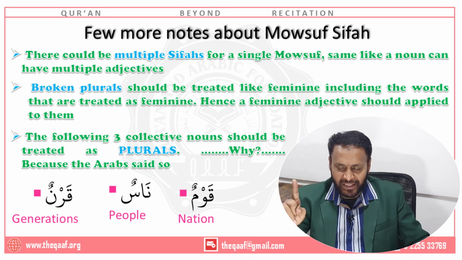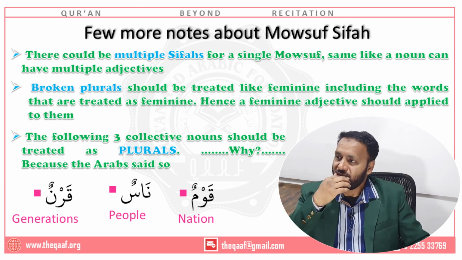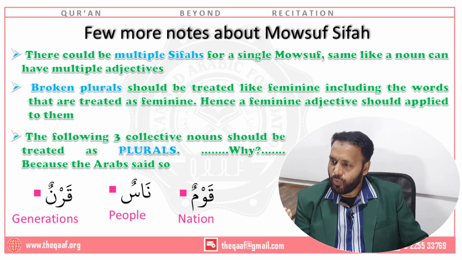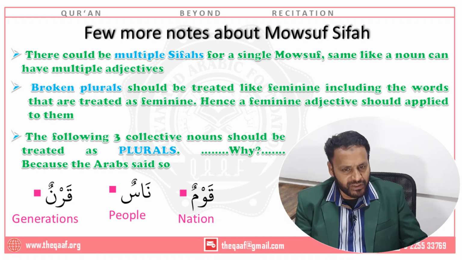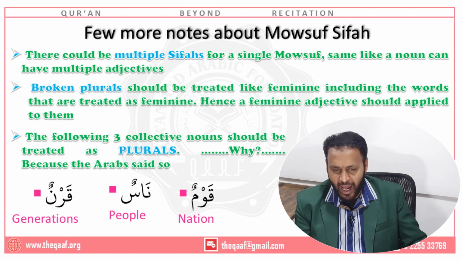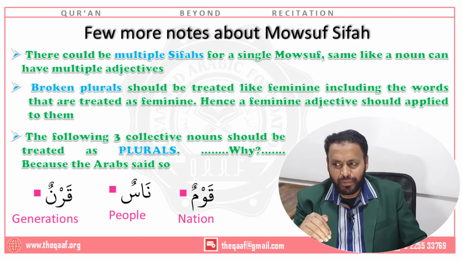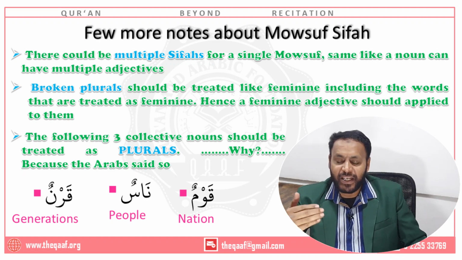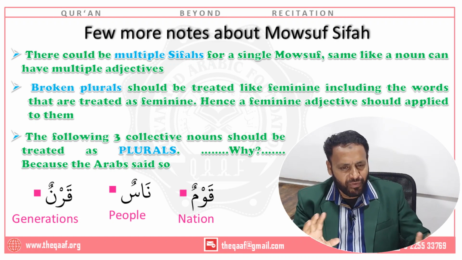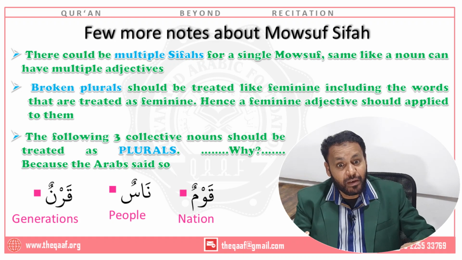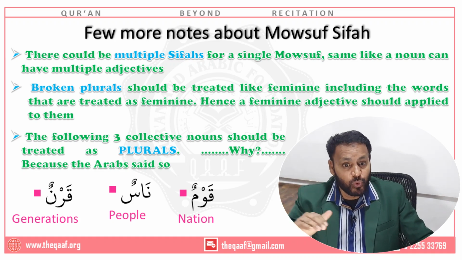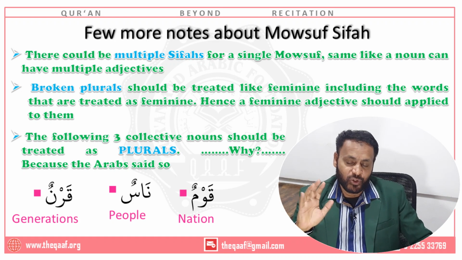On top of that, one last thing that you should be aware of is there are certain words which are treated as feminine for no reason, like the words in the story, Sabil and Nar and Sama. They had no reason, but we found that the Arabs were treating those words as feminine. So that's why we said these are feminine. Similarly, there are words in Arabic which are treated grammatically as plural, but there is no reason for it to be plural. Meaning wise, they might be singular, but grammatically they are treated as plurals in Arabic language. So you have to remember these words.